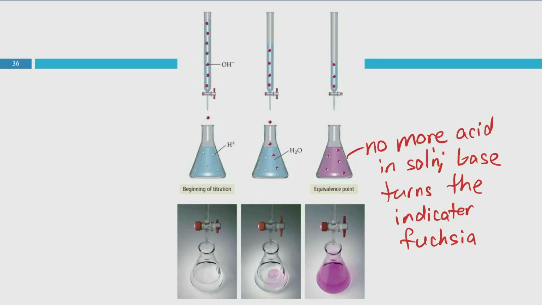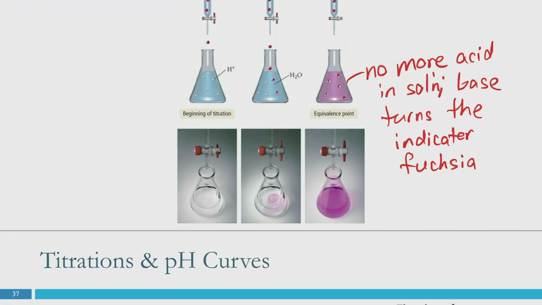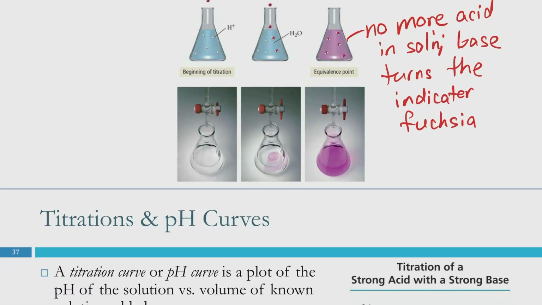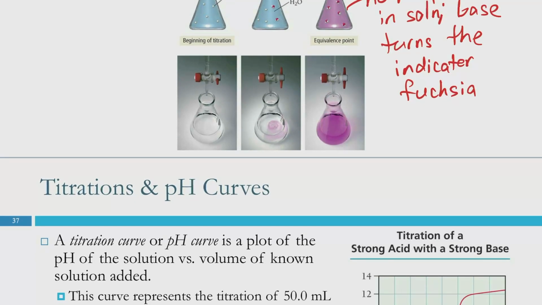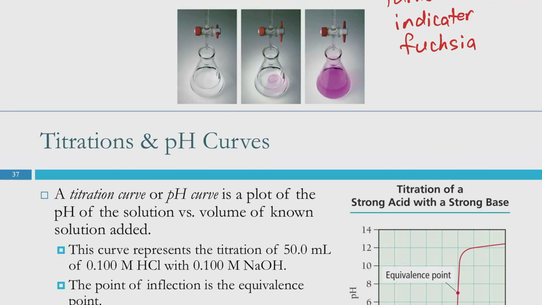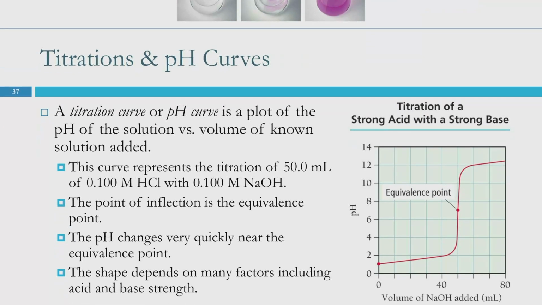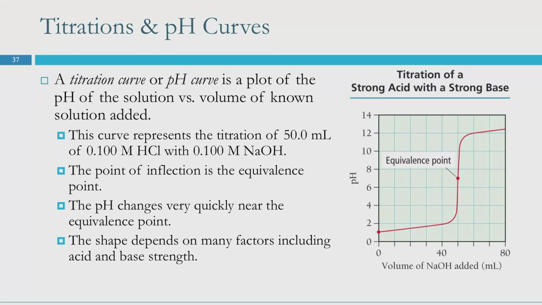Phenolphthalein isn't the only indicator that we have. There's actually a lot of indicators. That one's just really convenient for doing strong acids or strong bases. Both. If we're doing a plot of our pH, we can generate something that looks like this graph on the right.